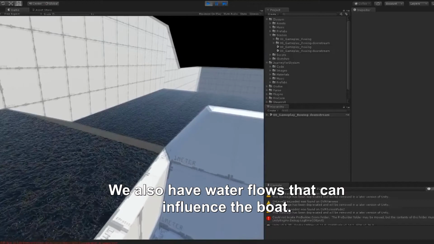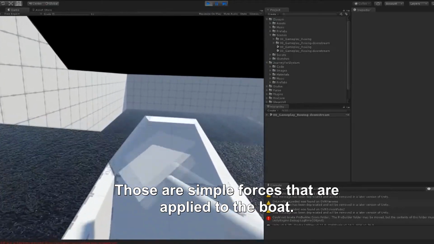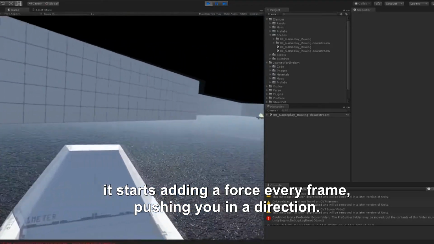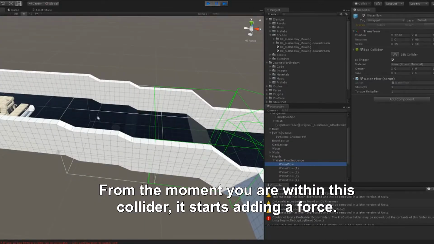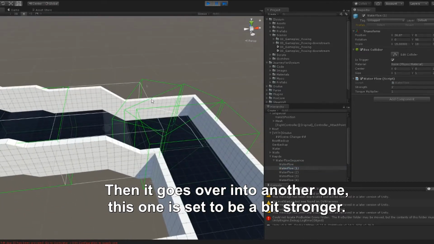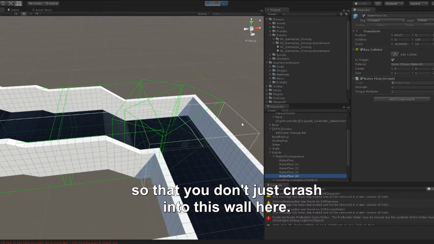We also have water flows that can actually influence the boat. Those are simple forces that are applied to the boat. If you're within a certain collider, it starts adding a force every frame, pushing you in a certain direction. So that's just one water flow. From the moment you're within this collider, it starts adding a force. And then it goes over into another one, the one over here. This one is set to be a bit stronger. And then we just have multiple ones that force you to rotate a bit so that you don't just crash into this wall here, because the water also flows like this.